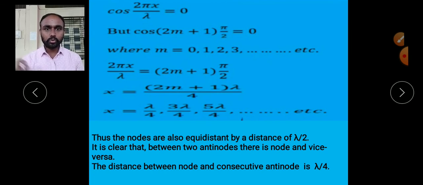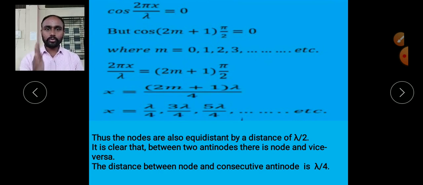The same was true for the antinodes also. We have seen that successive antinodes are separated by the distance lambda by 2, and here it is valid for the nodes also. And it is clear that between two antinodes there is a node and vice versa. After a node there is an antinode, then node, then antinode. That means between any two nodes there is an antinode, or between any two antinodes there is a node, and the distance between any two successive nodes or antinodes is always lambda by 2.